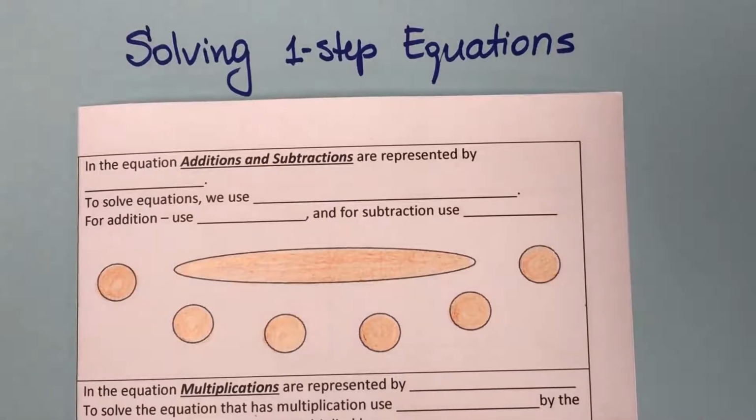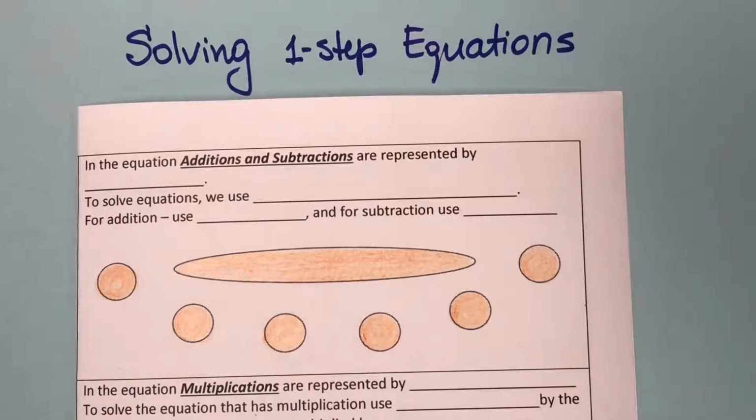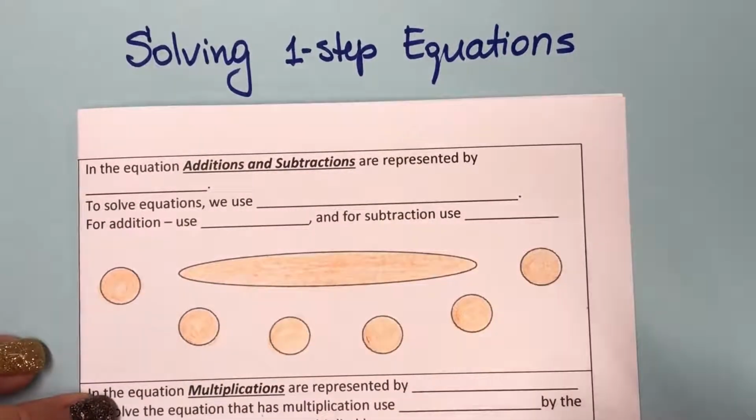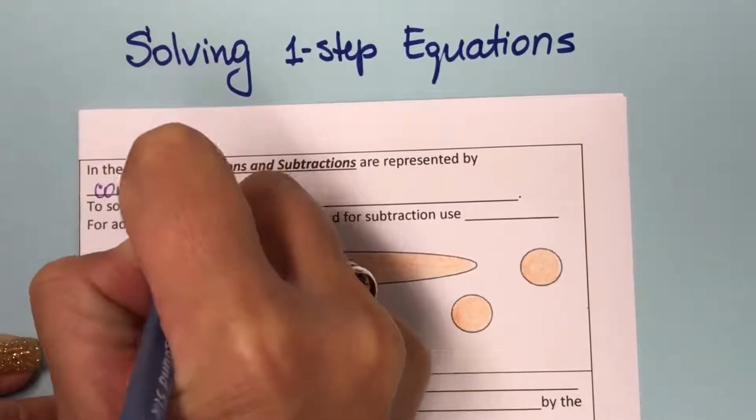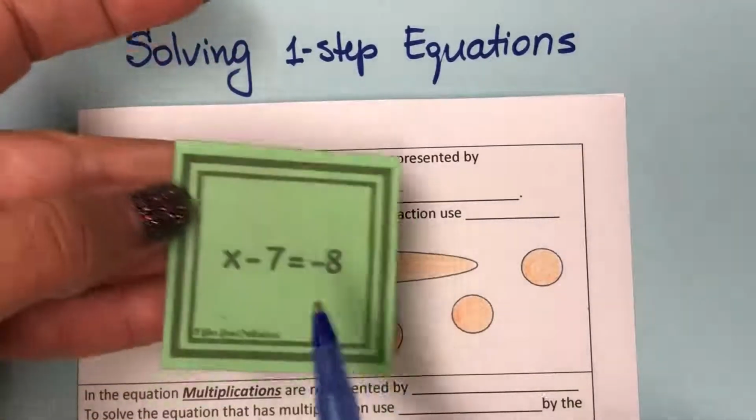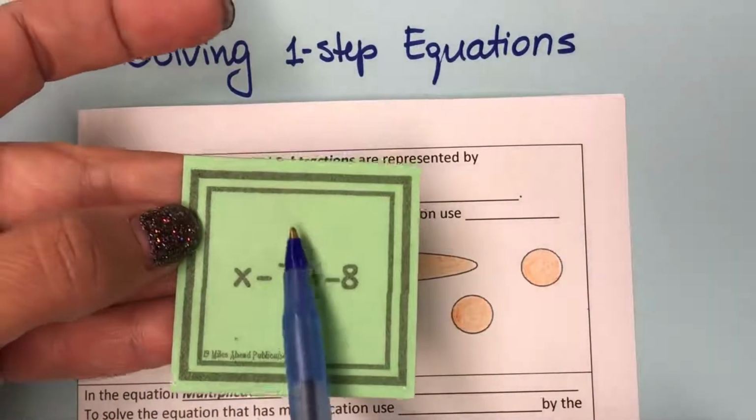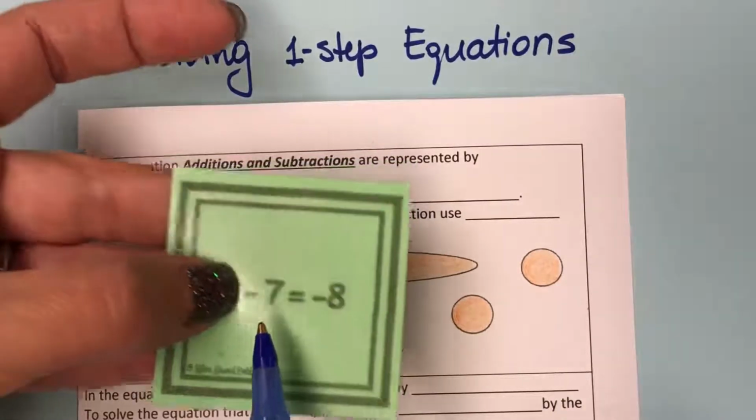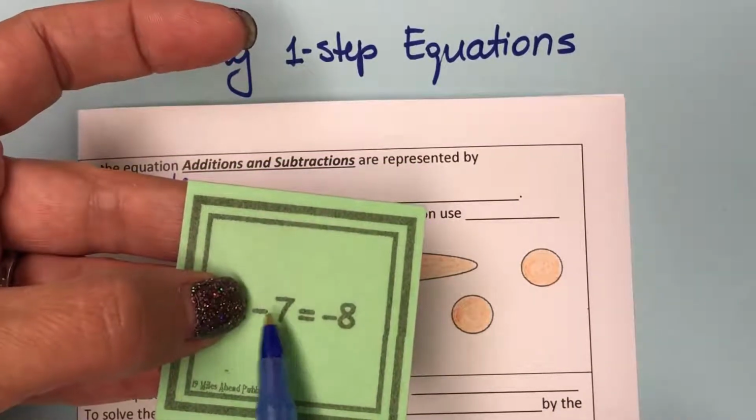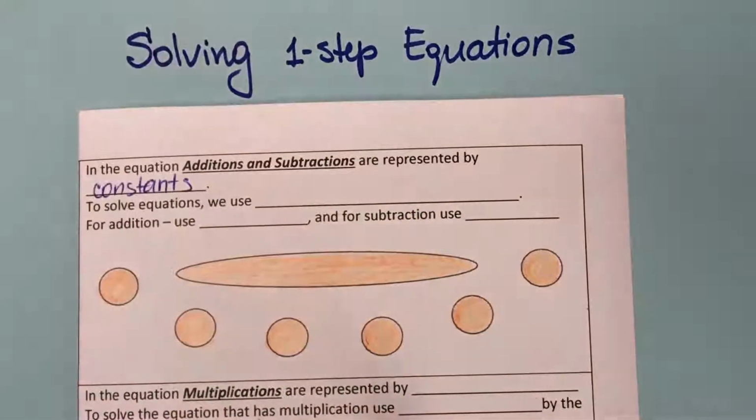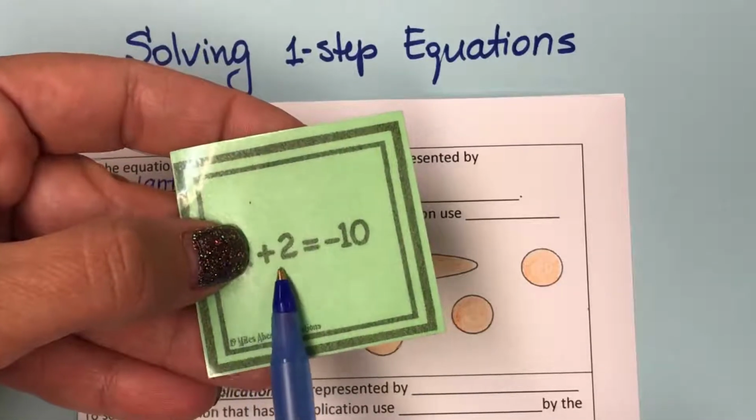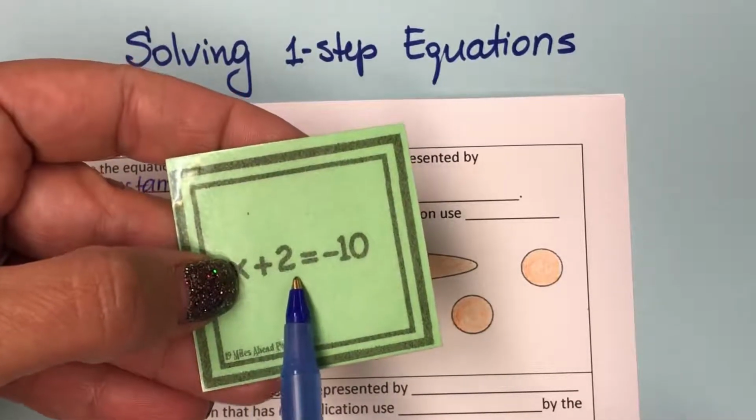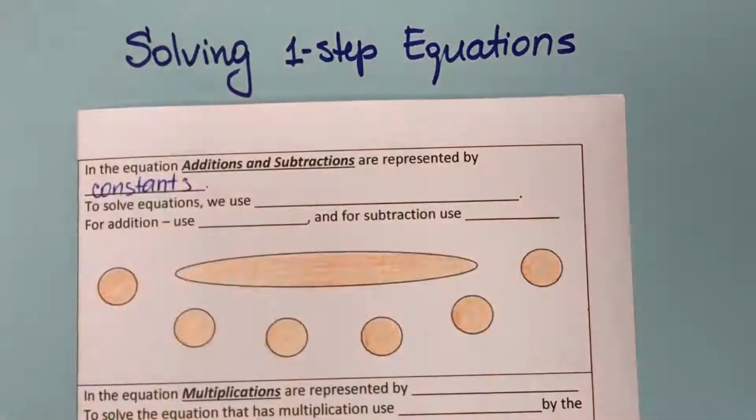In the addition or subtraction problems, we have constants. So the additions and subtractions are represented by numbers by themselves. They are called constants. In other words, if I look at this equation right here, x minus 7 equals negative 8, the 7 is the constant. So in a subtraction problem, the subtraction by 7 is represented by a constant. Or here I have the variable x plus 2. So the variable added with 2 is addition by a number. It is represented by a constant.